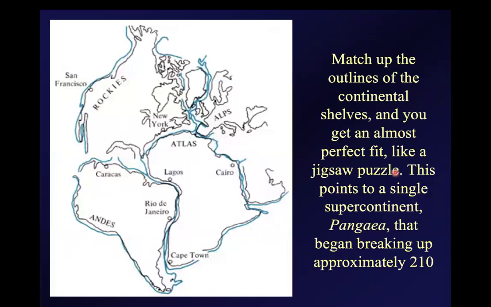If you match up the outlines not of the coastline, because the coastline shifts with sea level, but the continental shelves, the fit between the Americas and Eurasia and Africa is nearly perfect. It's actually been looked at via computer analysis, and it's been shown that there is essentially almost no chance that a fit this good could have appeared simply by chance. This is not just random chunks of land that happen to fit together. This points to a single supercontinent called Pangaea that began breaking up approximately 210 million years ago.